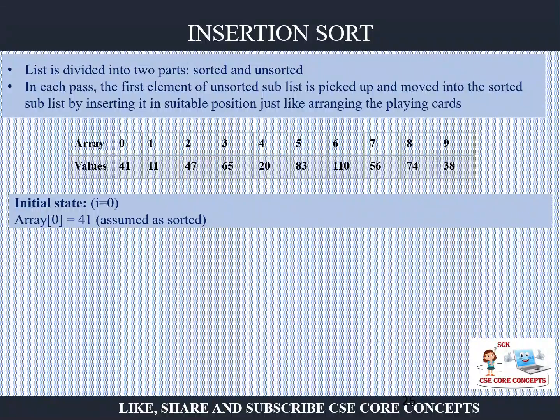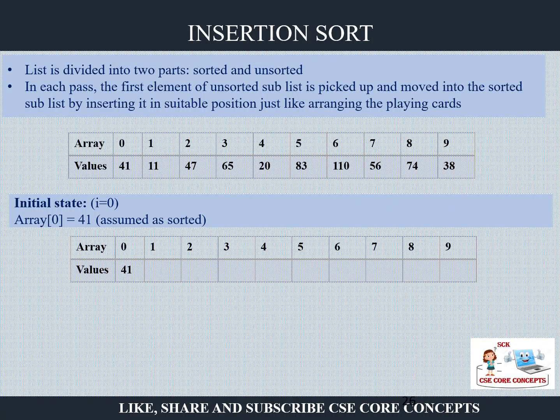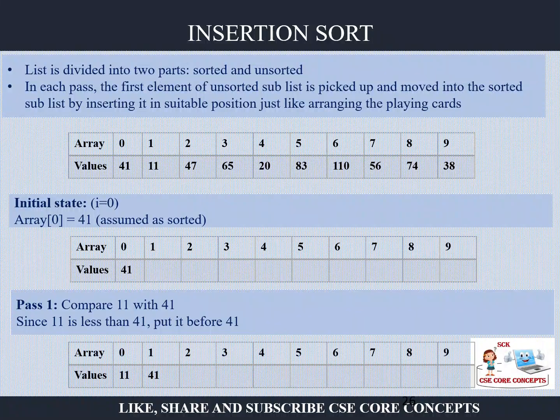Now I have to create a sorted list from this unsorted list. So initially I will start with the first element, whichever I am getting, and I will assume it is sorted. So my sorted list has only one element currently, that is 41, and the rest from 11 to 38 comes under my unsorted list. That is my first state, the initial state. So this is how I am going to create my sorted array, right? So 41 is in a sorted position.